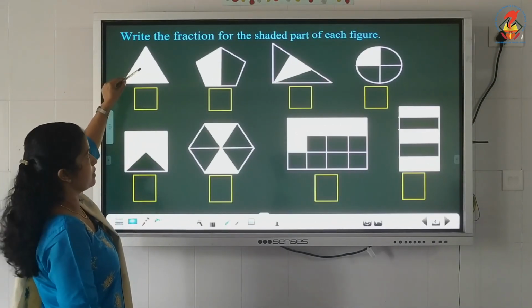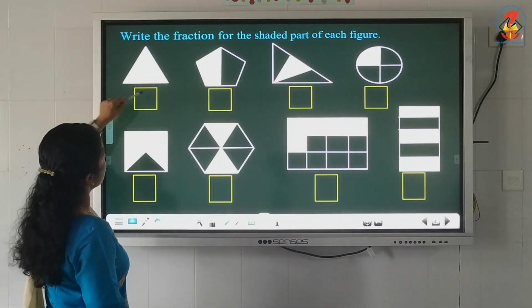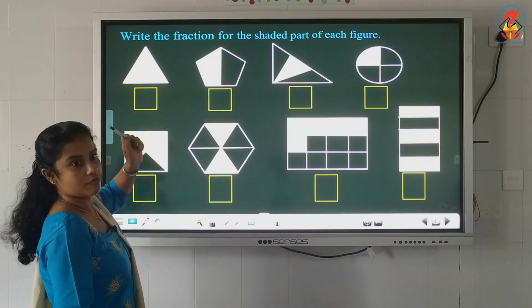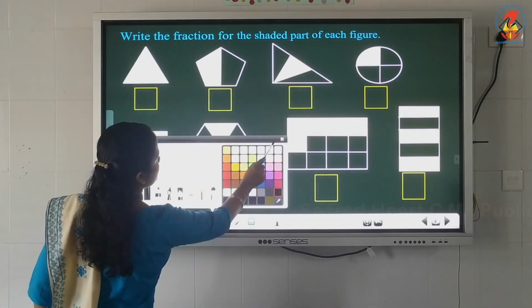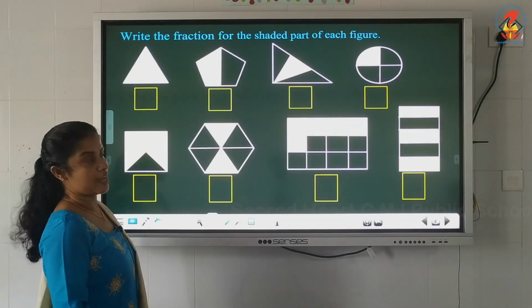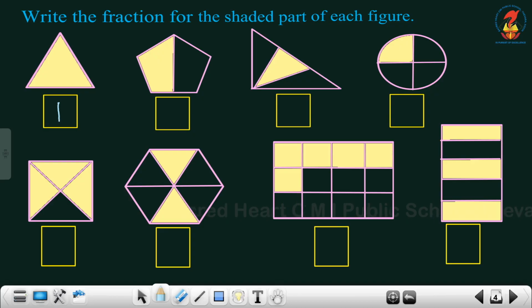This is a triangle. In this, the one full triangle is colored. That is, one whole thing is colored. So, what is the fraction? Fraction is 1. One full thing is called a whole and this is written as 1.